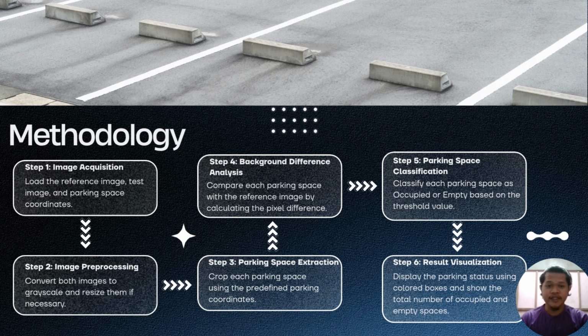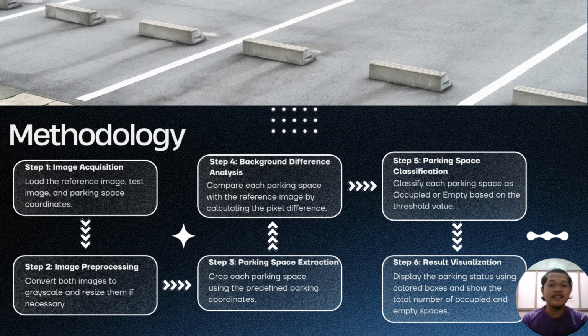For our methodology, the system operates in six sequential steps. Step 1 is image acquisition, where we load the reference image, the test image, and the parking space coordinates. Step 2 involves image processing, which converts both images to grayscale and resizes them to ensure identical dimensions. In step 3, parking space extraction, the system crops each individual parking area based on the predefined coordinates.